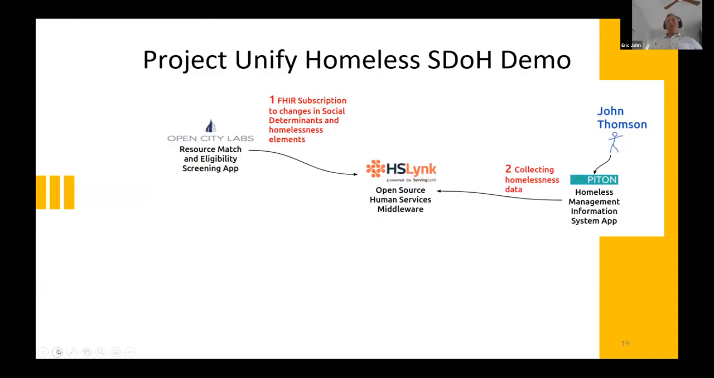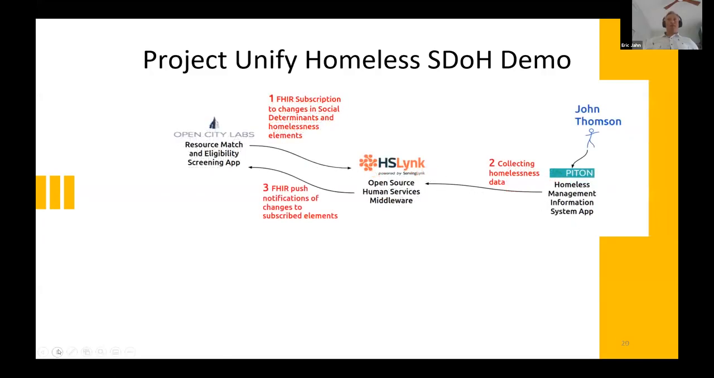Next slide, please. So for the data to change, we need to collect information from John Thompson about his current situation as he either enrolls or gets an update and an enrollment in the Homeless Management Information System app. And then that will send data immediately in real time to HS Link. And then the notifications will, in step 3, push over back to Open City Labs. These are FHIR push notifications. These aren't ones we made up. These are from the HL7 specification. And the same APIs will also be used in the December demo. So we're using standard specifications for listening for changes to data in real time.